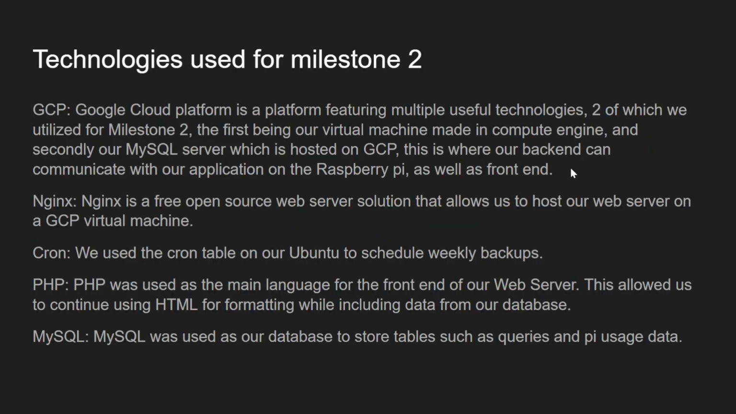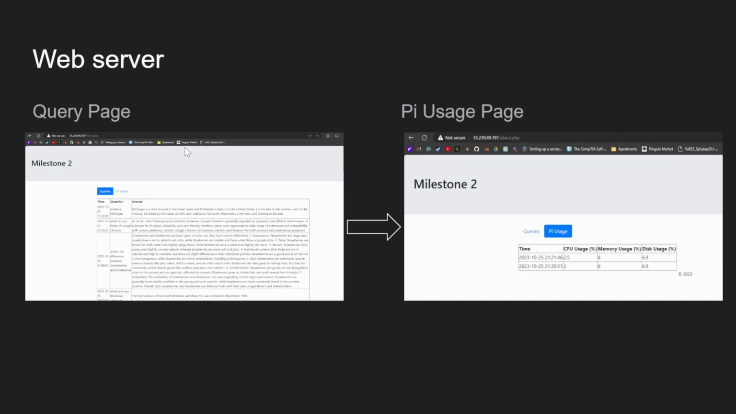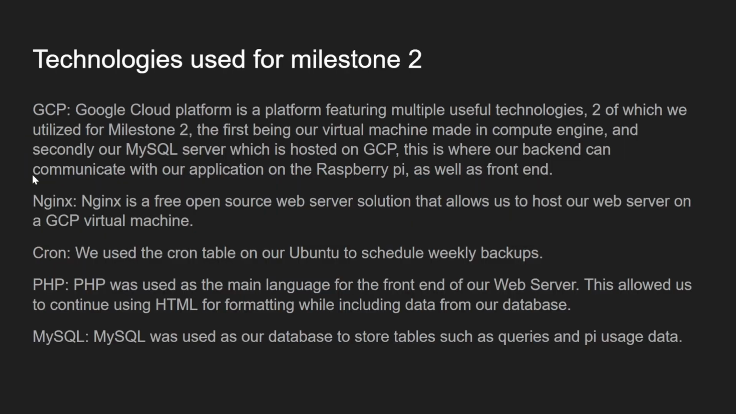So the technology that we've used for Milestone 2 includes, obviously, GCP. Google Cloud Platform is a platform featuring multiple useful technologies, two of which we've used in Milestone 2. You can see that we've listed MySQL Server, which is hosted on GCP, and this is where our backend basically lives and communicates with our application on a Raspberry Pi, as well as the front end. And the other one is just the Compute Engine, which houses our virtual machine.